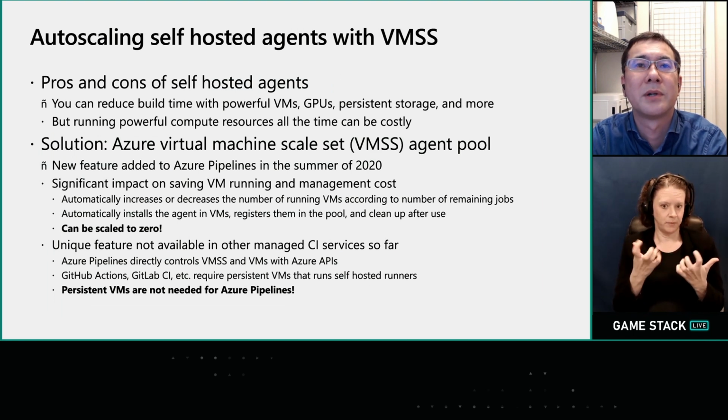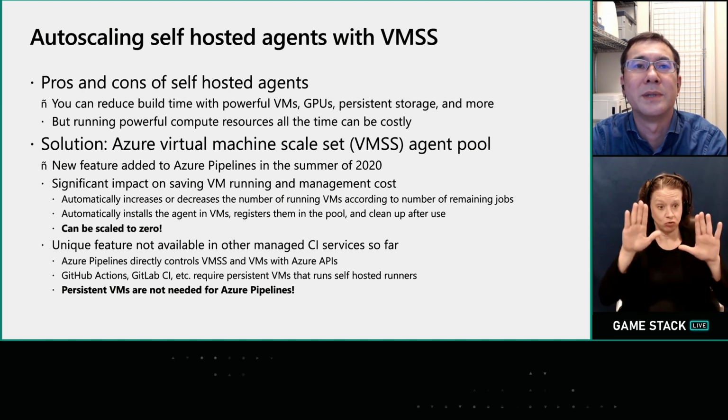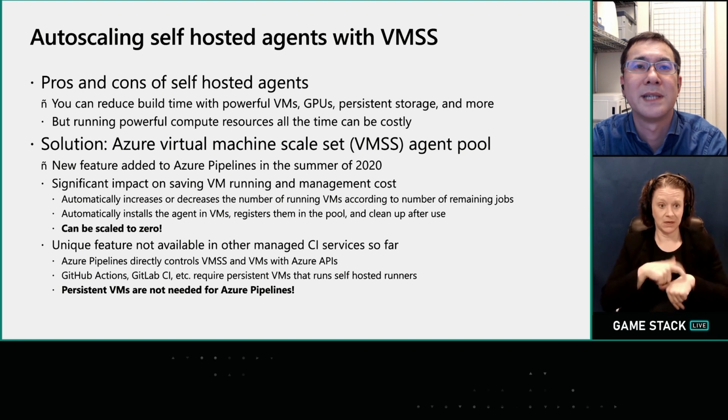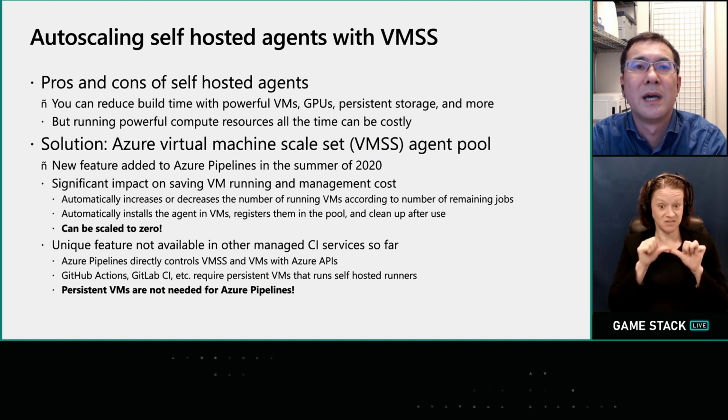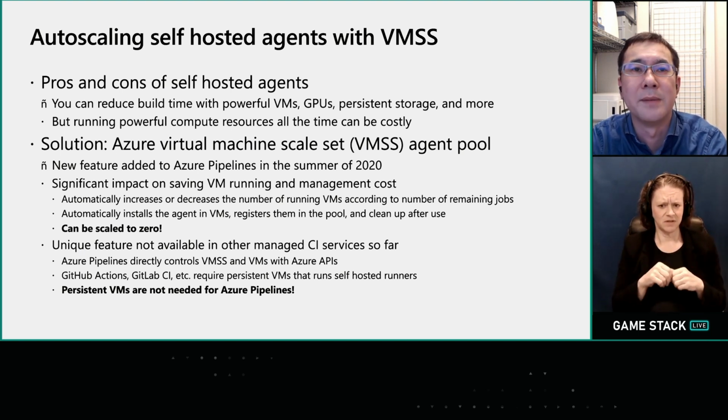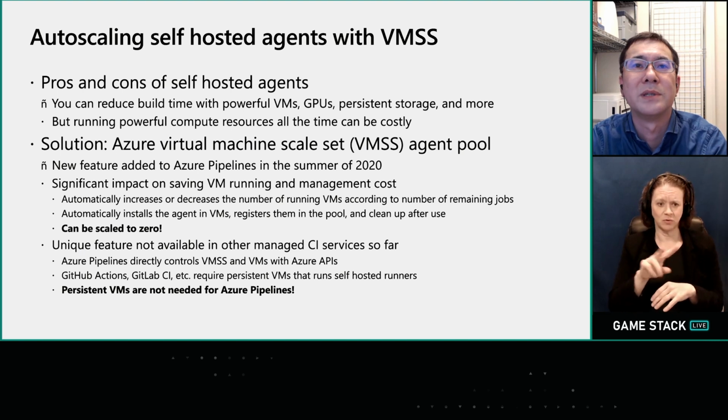Let's think about pros and cons of self-hosted agent with virtual machines. It's great that you can reduce build time with powerful virtual machines, GPUs, and other resources, but running such resources all the time would be expensive. How can we cope with this problem? The solution is to use Azure Virtual Machine Scale Set or VMSS agent pool.